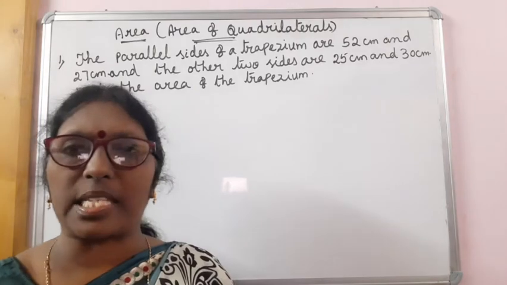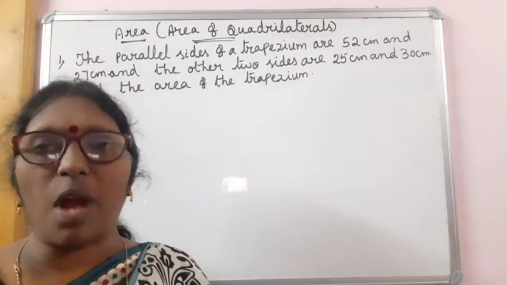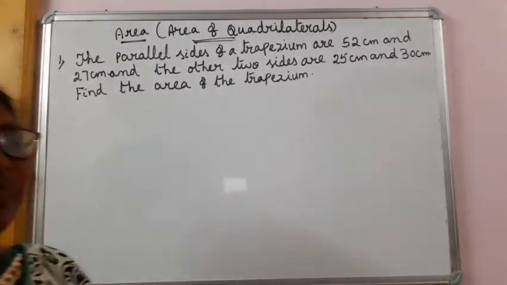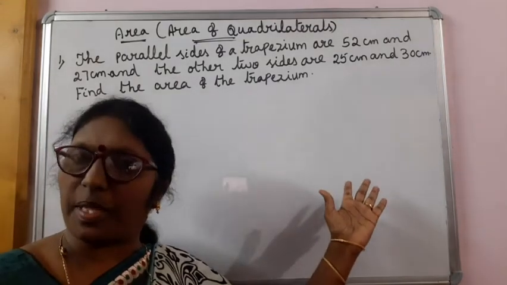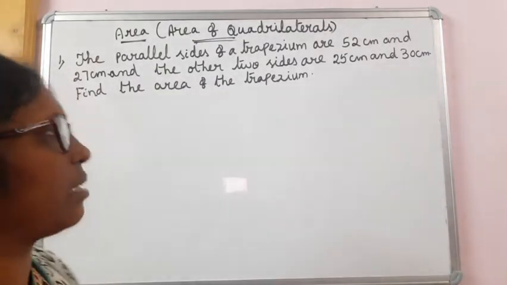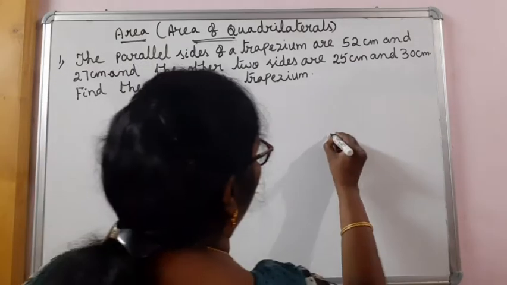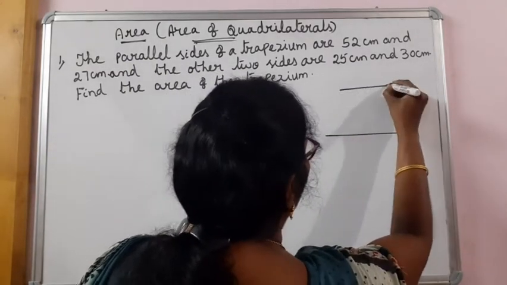That means four sides of the trapezium are given to you. You have to find the area of the trapezium. Without drawing the figure, it will be difficult, a very tricky question. Very nice, we'll try to understand what is given.